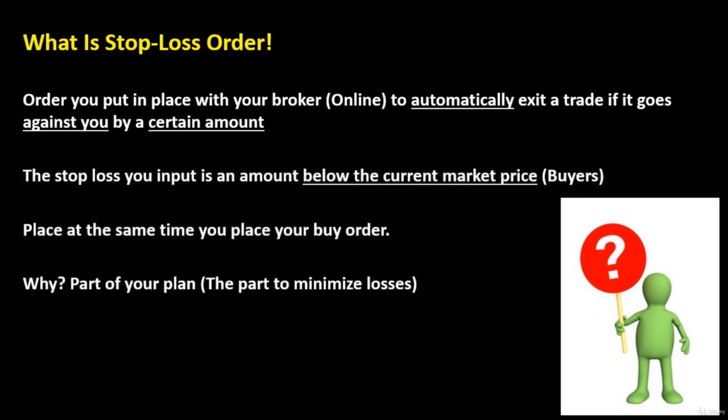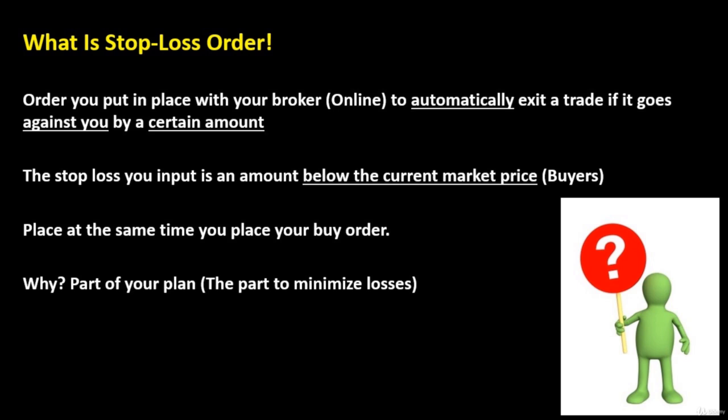So the stop loss you input is an amount below the current market price, what people are buying at, what you might be buying at, especially if you're putting in a market order where you're buying at market price, for example. And you place it at the same time you place your buy order. So at the same time you're buying, you're putting in a stop loss that only gets executed automatically if certain conditions are met.